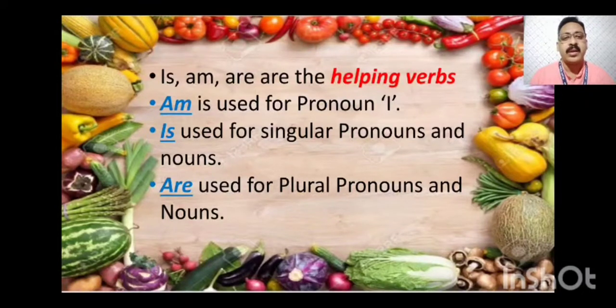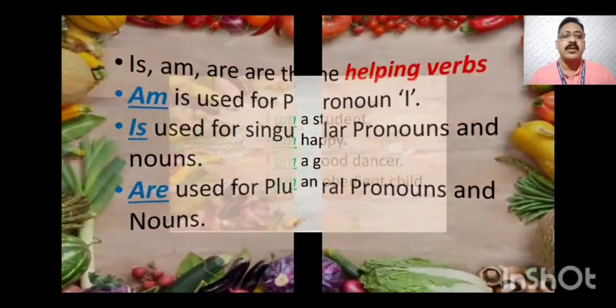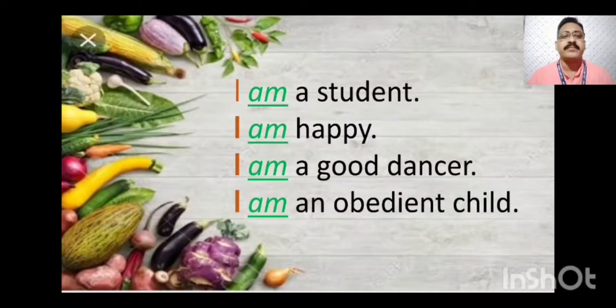Now what is a singular pronoun or what is a plural pronoun? Let's see. You can see: I am a student, I am happy, I am a good dancer, I am an obedient child. Here you see, as I told you, when we take pronoun I, there we have to write am as the helping verb. In all the sentences where the subject is I, we have written am after it. So am is used only after pronoun I.